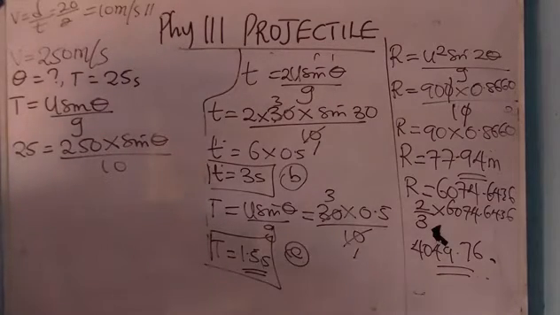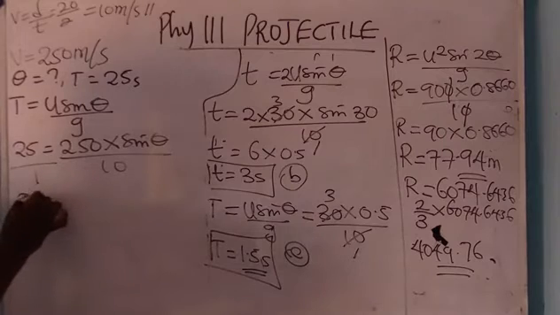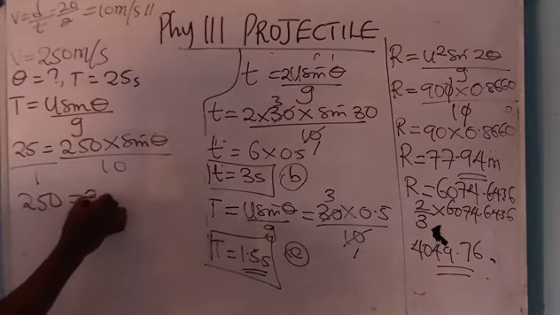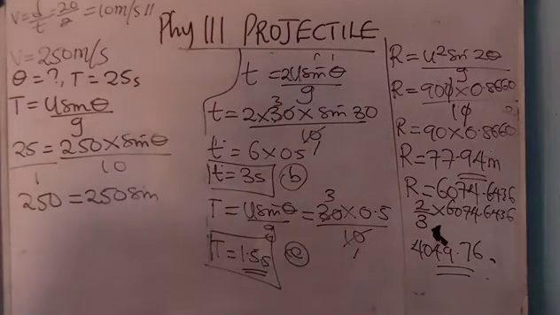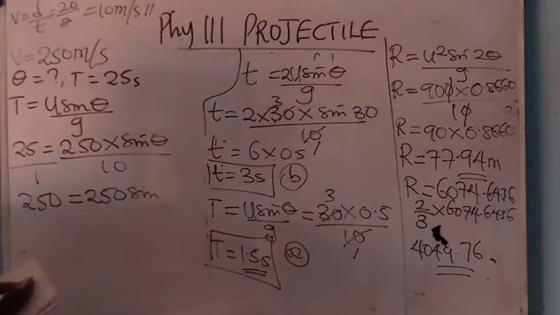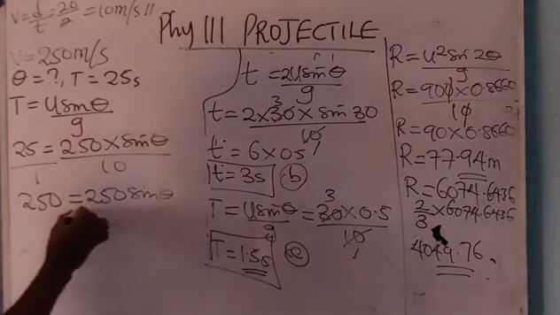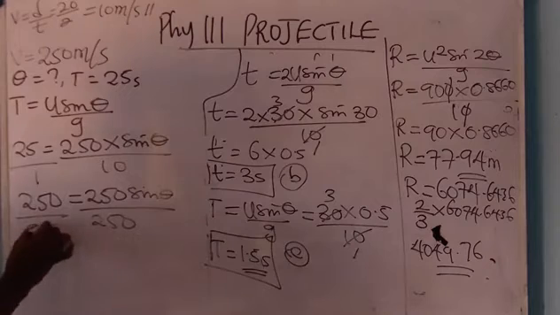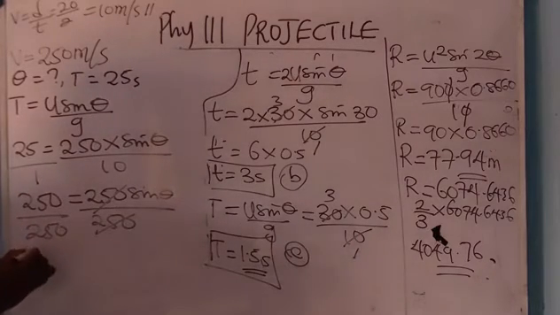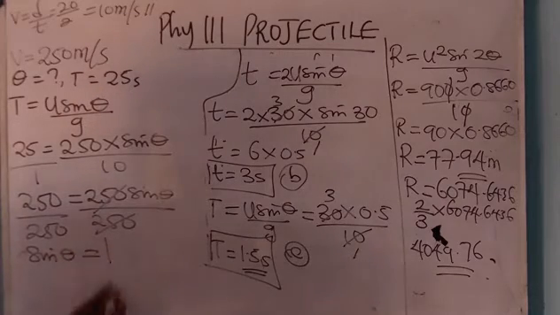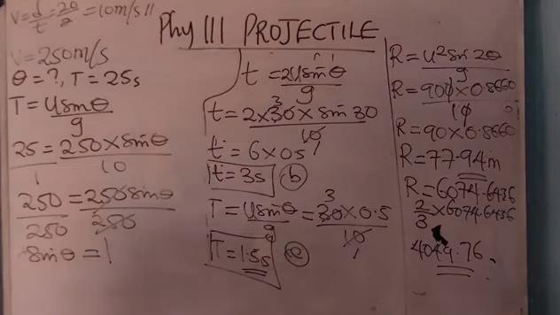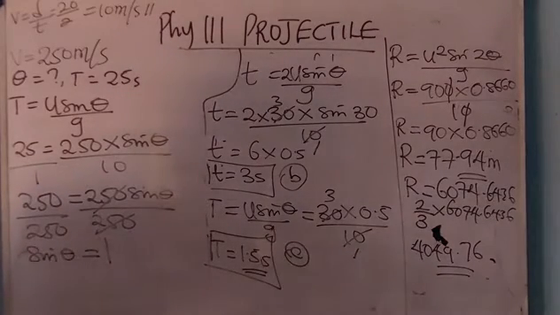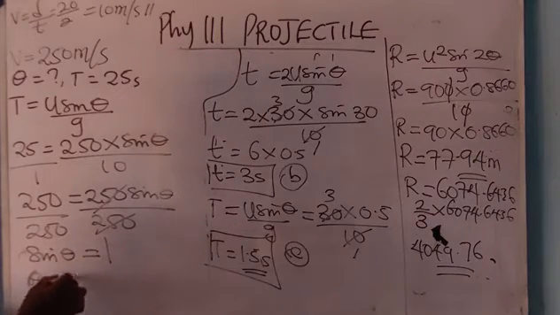So you cross multiply: 25 times 10 is 250, so you have 250 equals 250 sine theta. Divide both sides by 250. So sine theta is equal to 1. But that is not the final answer. We have to look for the sine inverse of 1. So shift sine 1 equals 90. So theta is equal to 90.